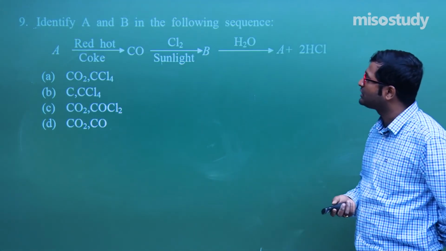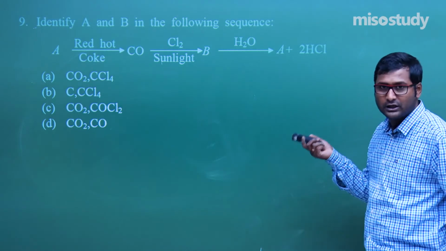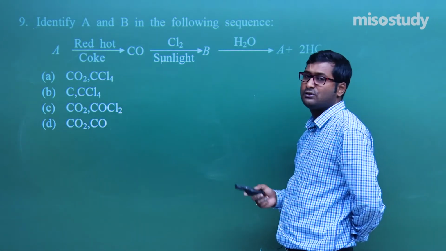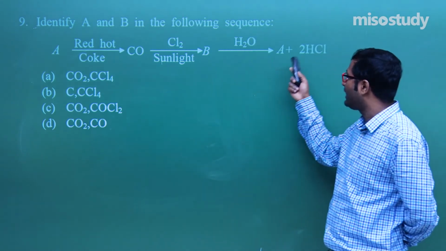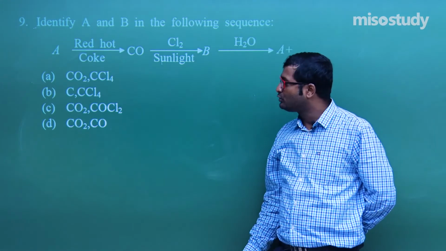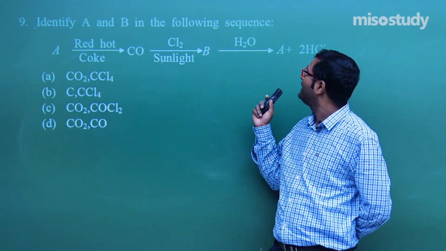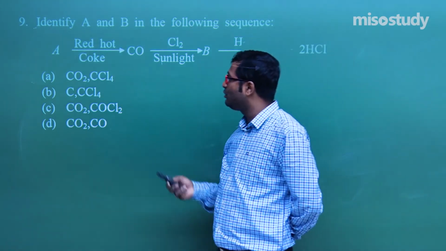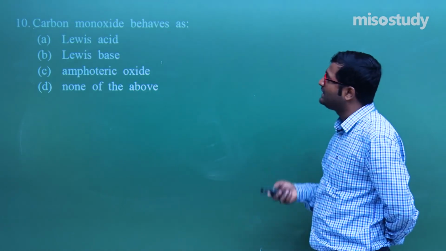Now let's move to question number 9. Red hot coke with Cl2 gives carbon monoxide, which with Cl2 gives COCl2. COCl2 on hydrolysis gives HCl plus CO2. So definitely A is CO2, and B is COCl2.